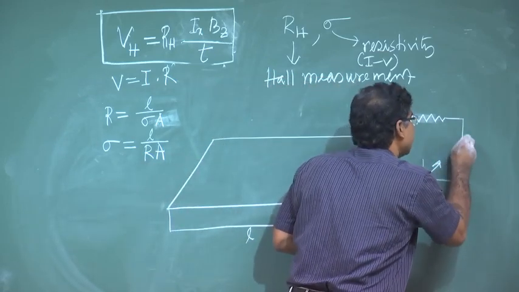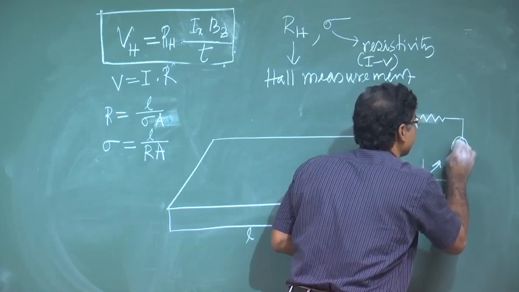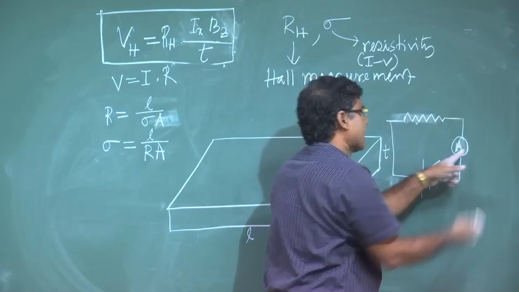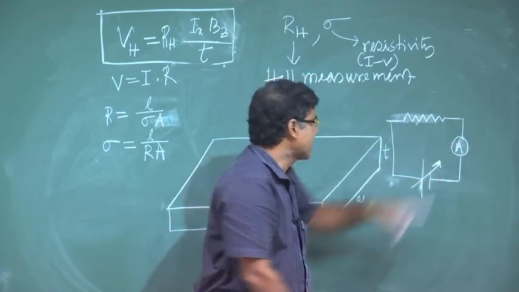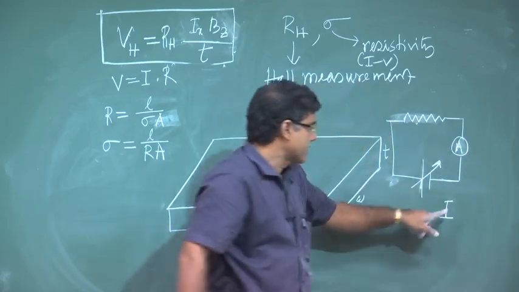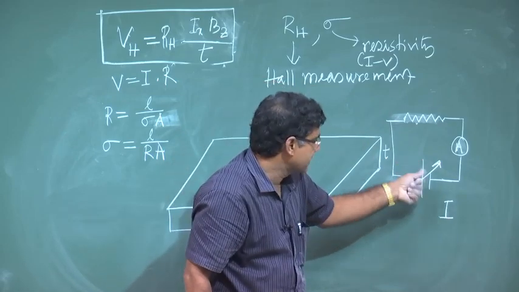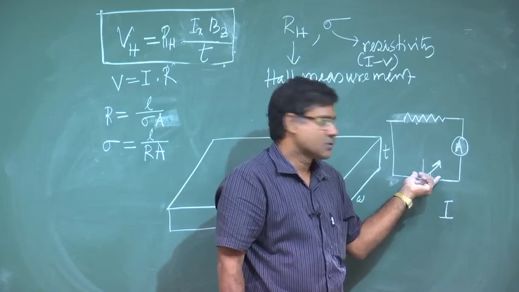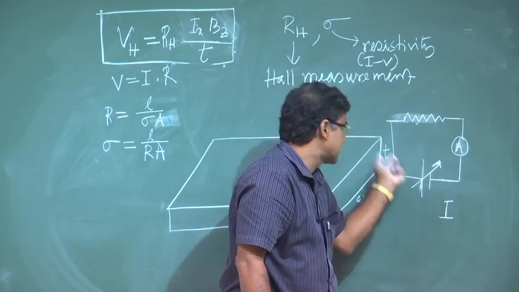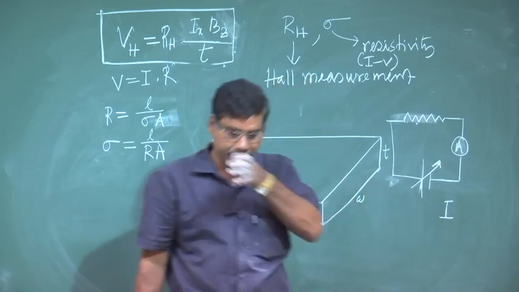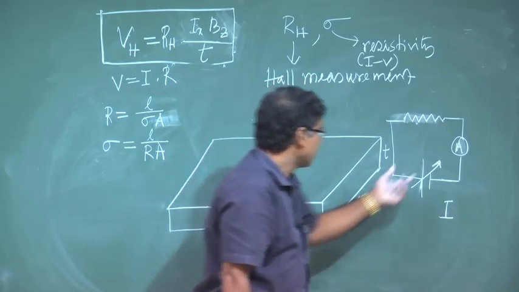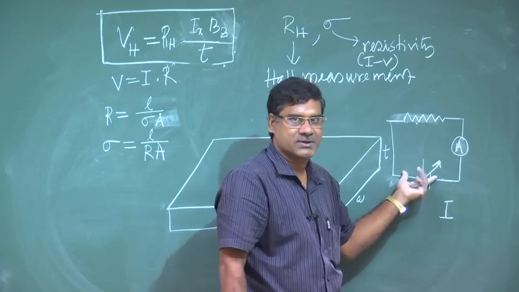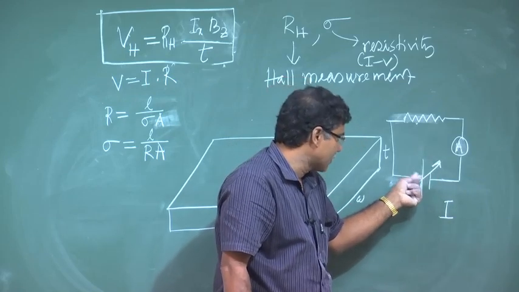So, I will use an ammeter or milliammeter, whatever ammeter I use. What is the current flowing through this? I can get it. I will get I for a particular setting of voltage here, but I am not interested in this voltage. This voltage will set the current in my circuit. One has to understand correctly, we are not interested in this voltage. We are varying this voltage.